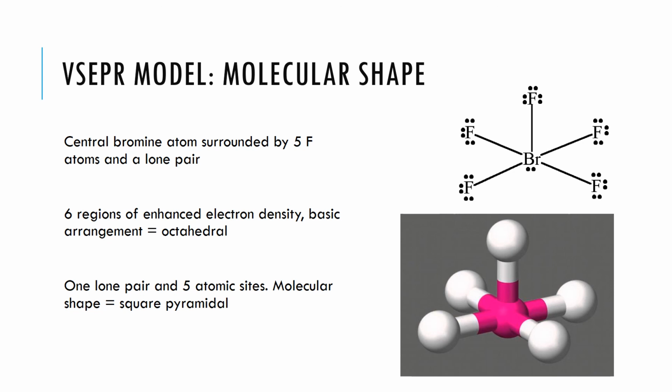BrF5. There is a central bromine atom surrounded by 5 fluorine atoms and a lone pair. There are again 6 regions of enhanced electron density there, so you'd describe the basic arrangement as octahedral, but one of those regions of enhanced electron density has a lone pair. So there are only 5 atomic sites. So the molecular shape there is square pyramidal.